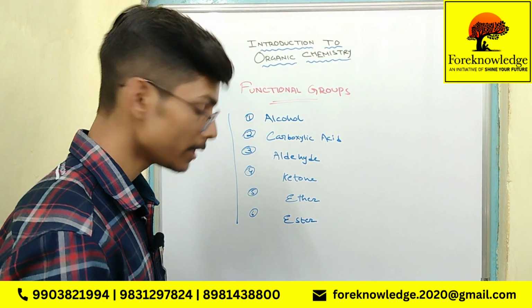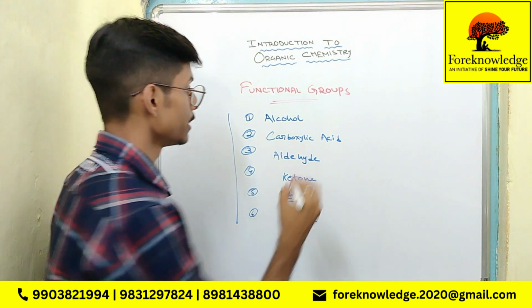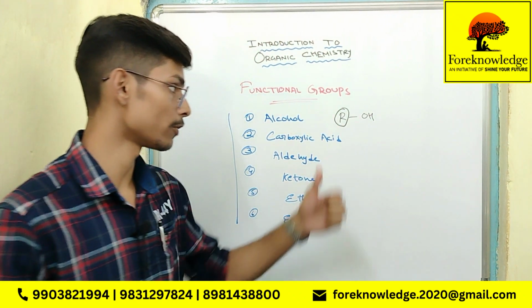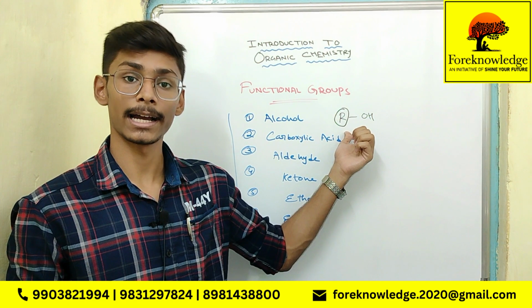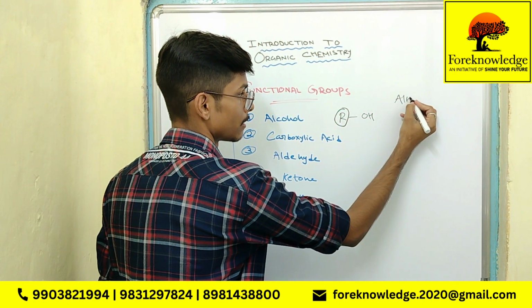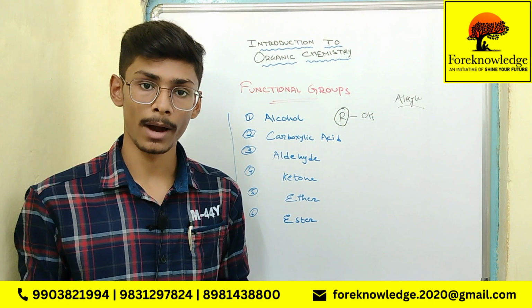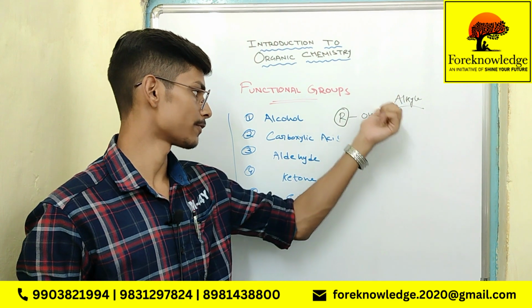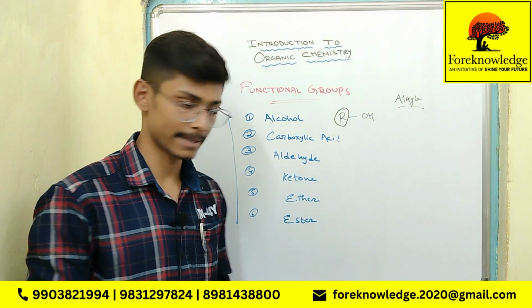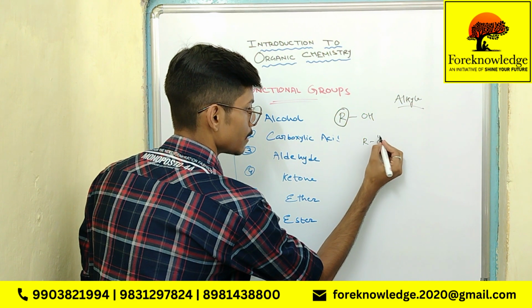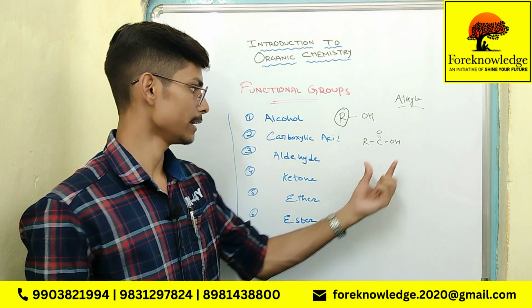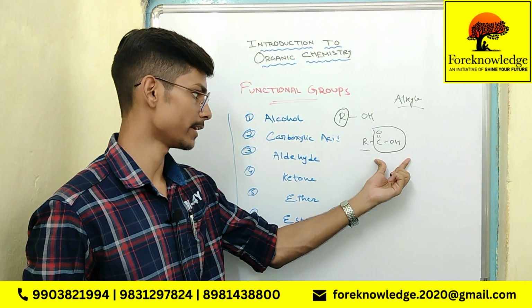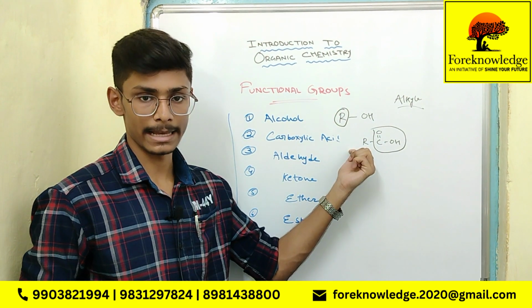Now how will you identify an alcohol? It is basically ROH. Now what is this R? I have already told you previously. R is an alkyl group. Alkyl, propyl, ethyl. Alcohol is basically represented in this form, ROH. Now carboxylic acid. It is represented in this structure. This is the basic identification for carboxylic acid.